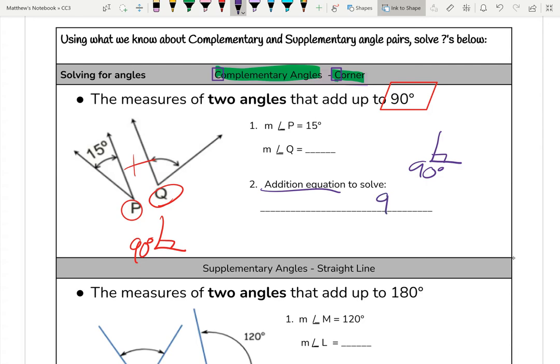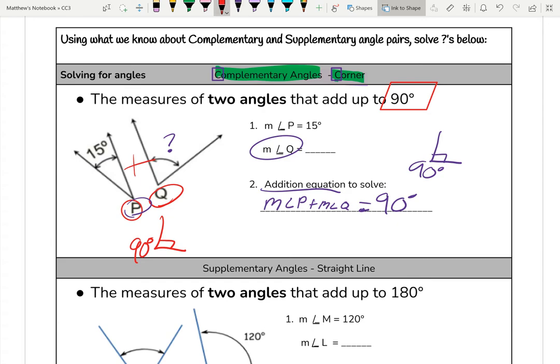So if I know they add up to 90 degrees, how can I figure out what the missing angle of Q is? So here I've got Q. I don't know what it is, but I do know what the measure of angle P is. So what I'm going to do here is put the measure of angle P plus the measure of angle Q add up to 90 degrees because it tells me that they're complementary.